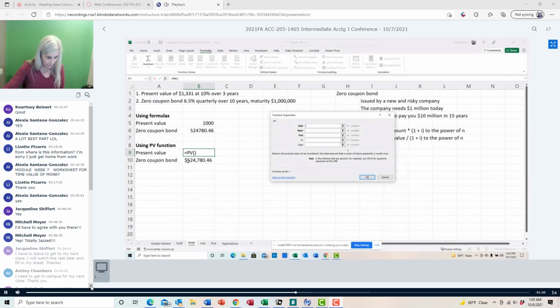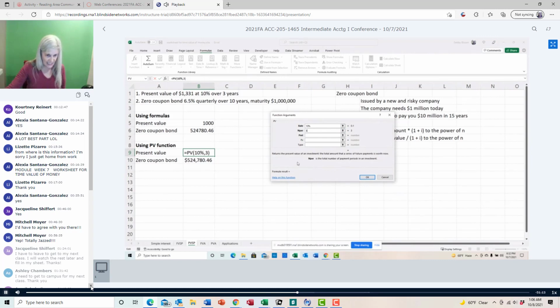Okay. So on the rate, you're going to type 10%. In the N per, you're going to type the number 3. Yeah, because it's 3 years, right? We're doing number one, present value of 1331 at 10% over 3 years.